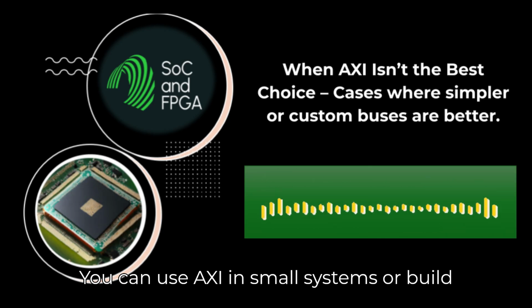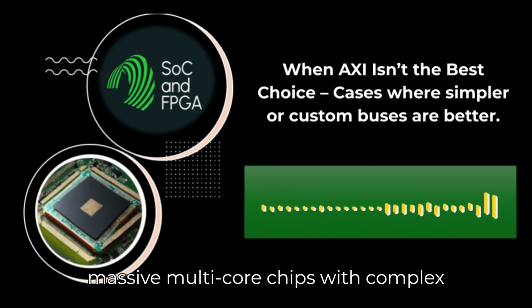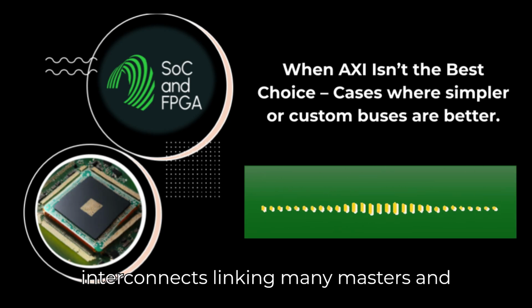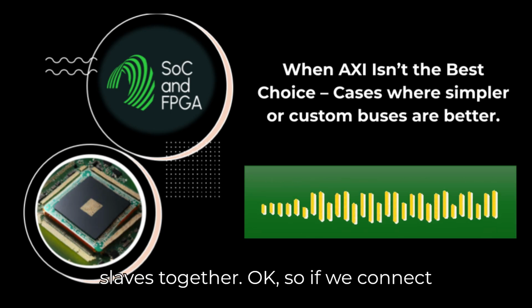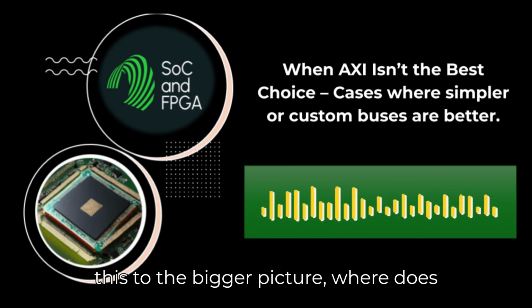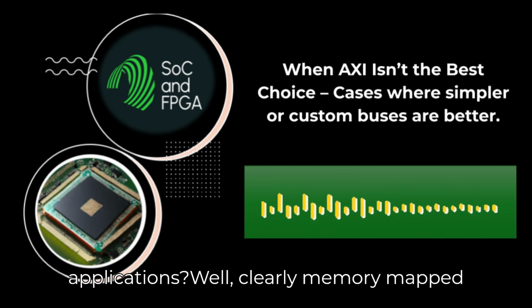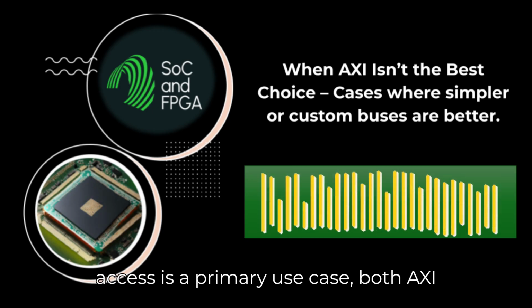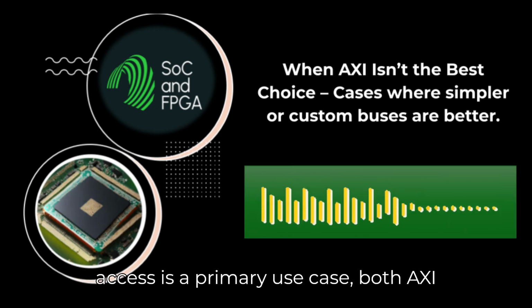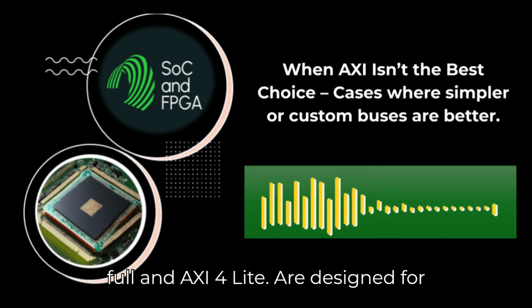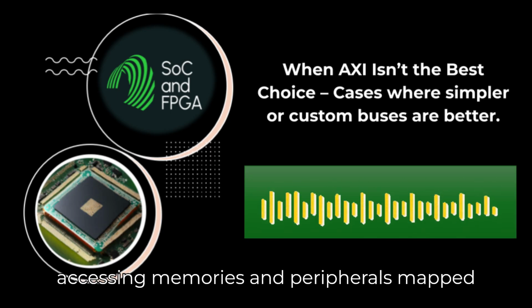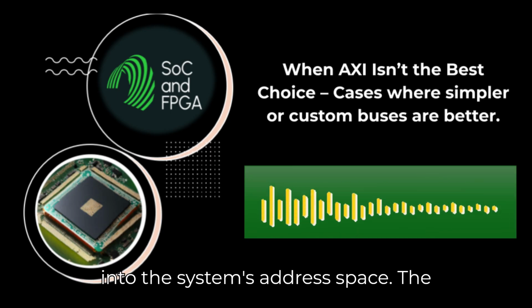You can use AXI in small systems or build massive multi-core chips with complex interconnects, linking many masters and slaves together. Okay, so if we connect this to the bigger picture, where does AXI really shine? What are its killer applications? Well, clearly, memory-mapped access is a primary use case. Both AXI Full and AXI4-Lite are designed for accessing memories and peripherals mapped into the system's address space.